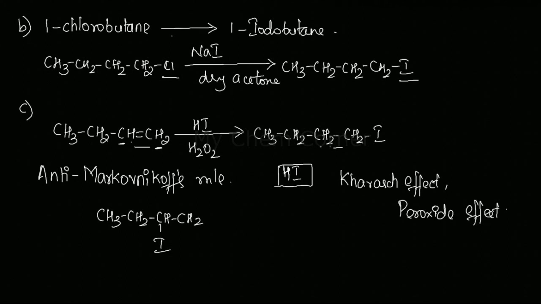So here the double bond is breaking to a single bond, and when that happens, on one carbon H is going, on the other carbon I goes. And when that happens, this is an addition reaction. This is an addition reaction. So this is your answer to the preparation of iodobutane using certain reactants.